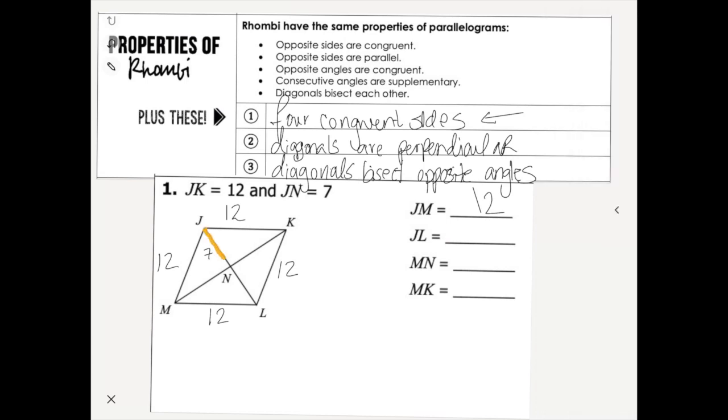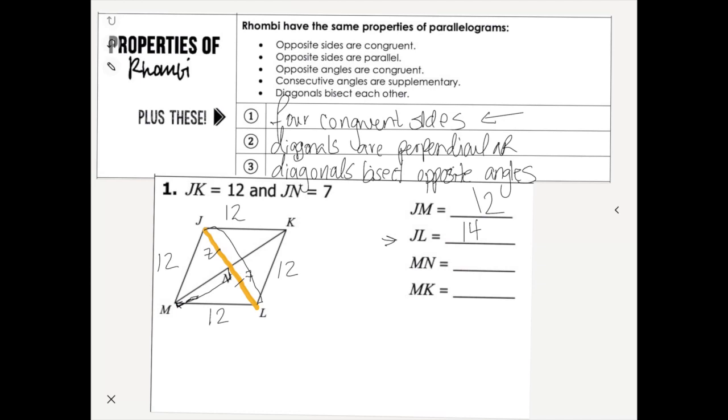This is JL. If we know JN is 7, these two are congruent, so this also has to be 7. Keep in mind they asked for JL, so JL is the whole thing. 7 plus 7, that gives you 14. Now we need to find MN. MN is from here to here. Now, don't mistake this for properties of a rectangle, because if this was a rectangle, they would have been congruent, but that's not the case. So we have to actually solve for this missing side.